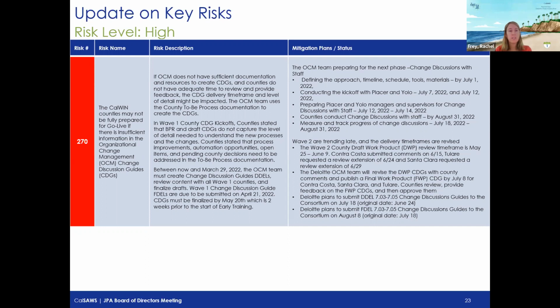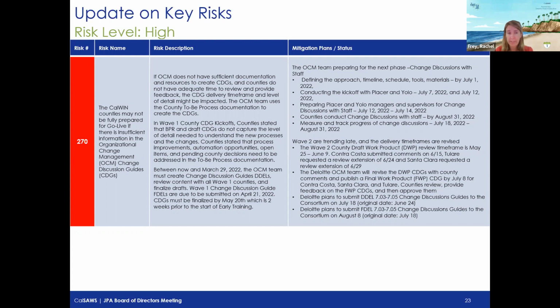Perfect, thanks, Arnold. So for 270, this is another one that we are going to be splitting out into the stoplight indicators for future waves, as each of the waves, and transparently I'll say each of the counties, is truthfully at a different stage relative to the completion of their change discussion guides.